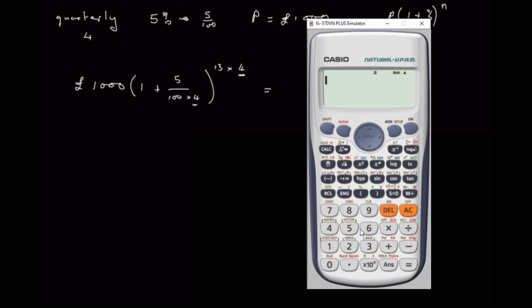Clear that lot. So we have our 1000 times 1. Now you can play around with this so you could just get one number, but I'm not going to. I'm going to continue like this because the structure is important. Fraction 5. Come down here. We have 100 times 4. Come out of the fraction. Close the bracket. Raised to the power of 13 times 4. 13 times 4. Come out of that and we get this value here.